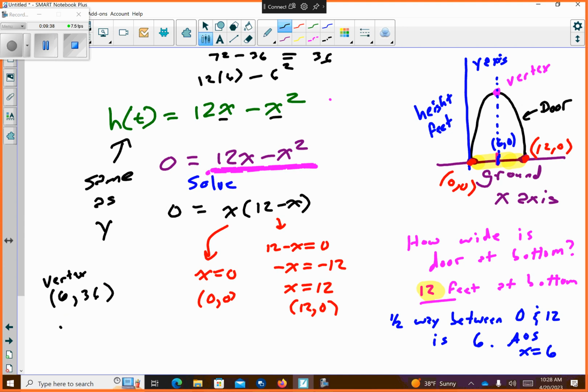So the door's highest point from the ground is 36 feet tall. Oh my gosh. We have a door that is 12 wide at the very bottom, and it's 36 feet tall. I mean, the ceiling in here is like 10 feet. So it's like more than 3 of these ceilings. That is a big old door.